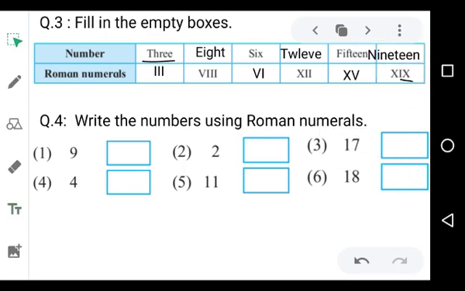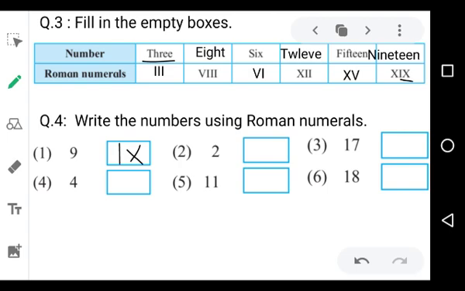Okay. Now see the next question. Question number 4. Write the numbers using Roman numerals. Here we have to write Roman numerals. So first is 9. How can we write 9? 9 is 10 minus 1. So if we write I on the left of X, it gives us 9. So here we write I and X.